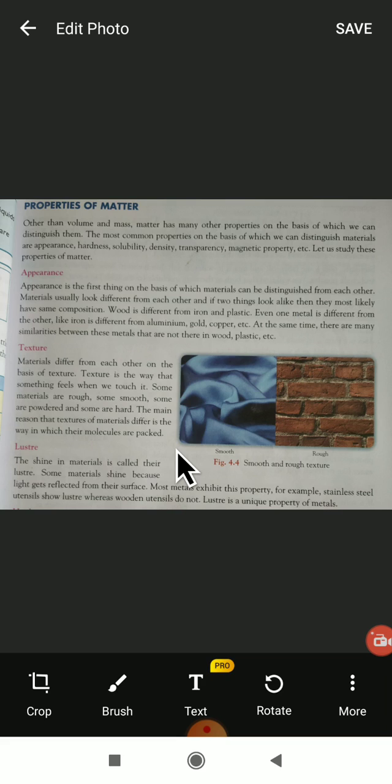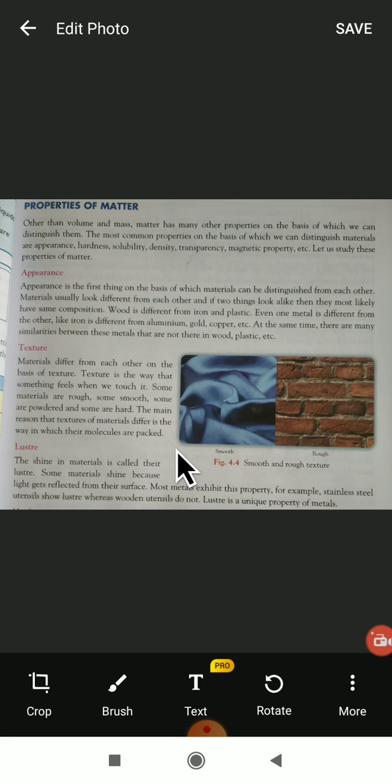Here also they are telling that the main reason the texture of materials differs is the way in which the molecules are arranged. How they are arranged, on that it will depend. So this is the meaning of the texture.